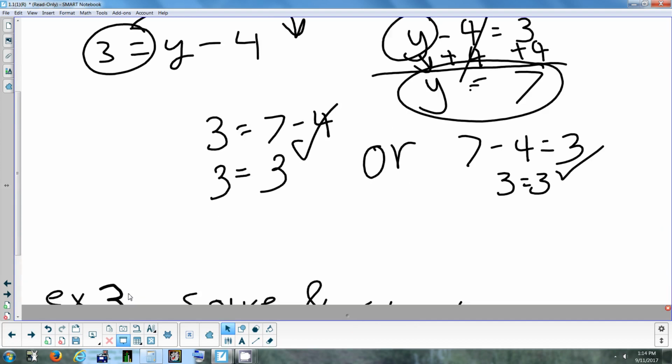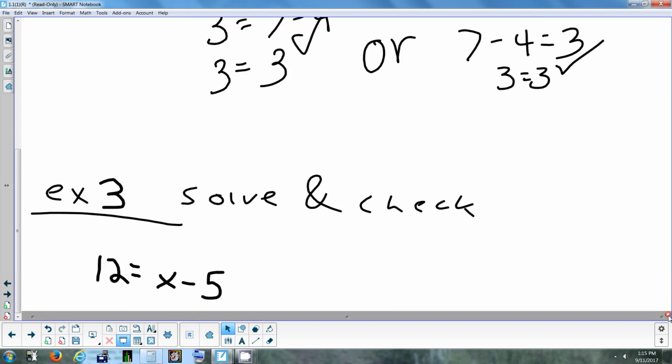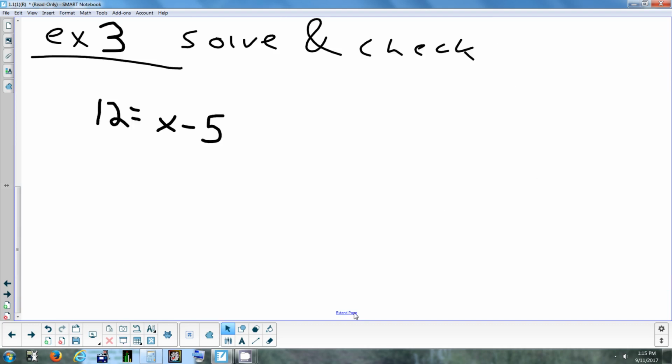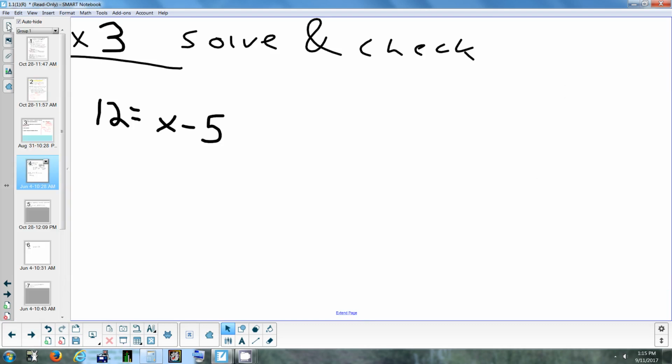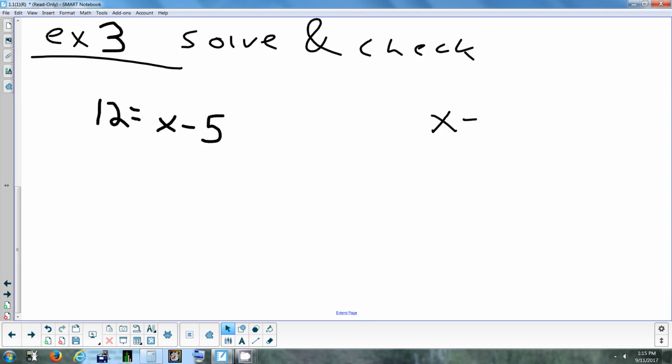Oh, sorry. Is it on there, Mr.? There it is. So another solve and check. Again, what's wrong with this one? It's different. It's switched up, right? We could solve it like this if we want to. Or we could reverse it. I'm just going to write it on the board. X minus 5 equals 12. All right?